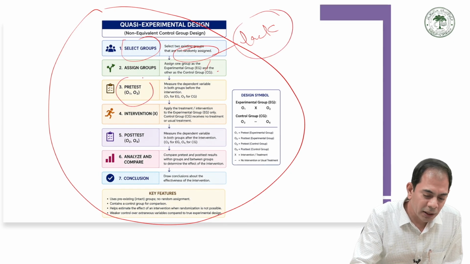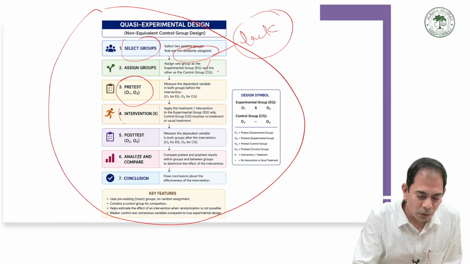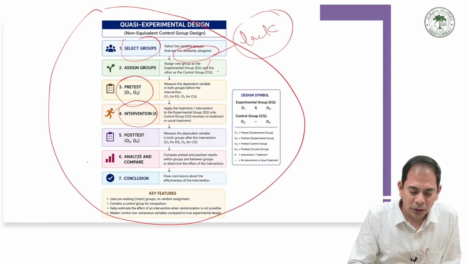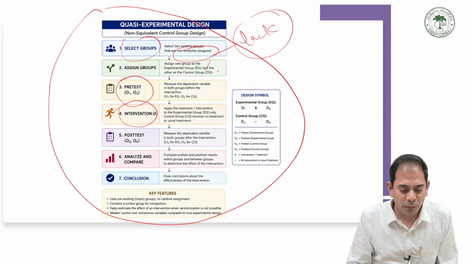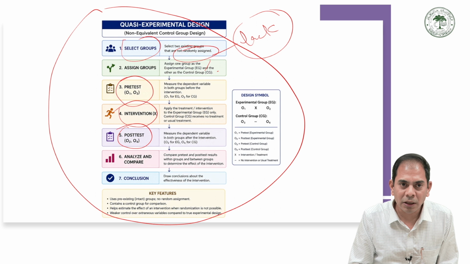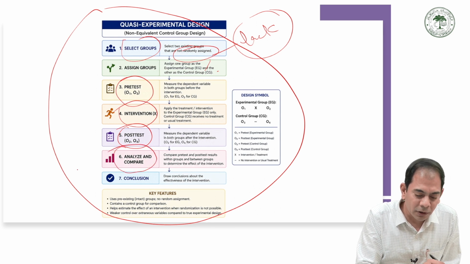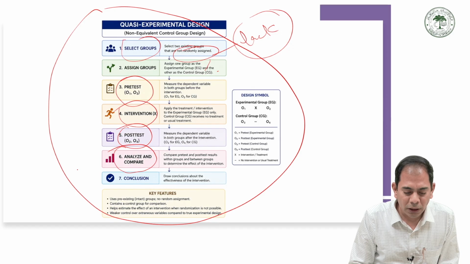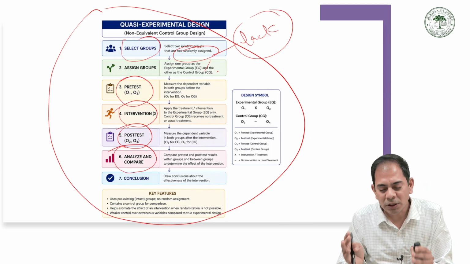And we collect the data, that is called a pre-test, and we give the intervention, that is called treatment program, to the experimental group, and the control group does not receive any treatment. And after the treatment or intervention, we record the data once again. After the post data collection, we compare pre-test and post-test results within group and between group to determine the effect of intervention. And after that, we reach a specific conclusion.